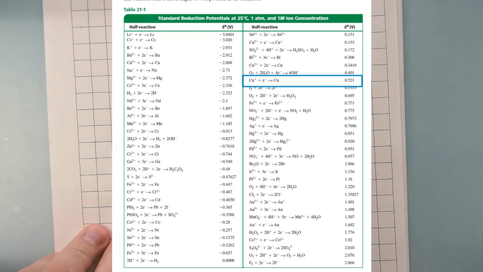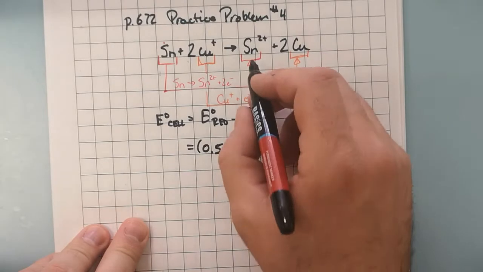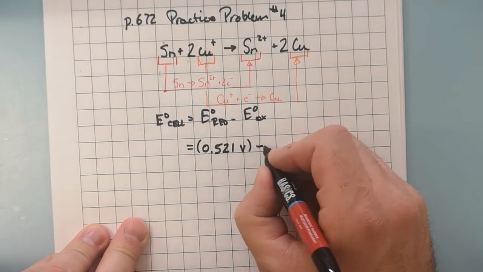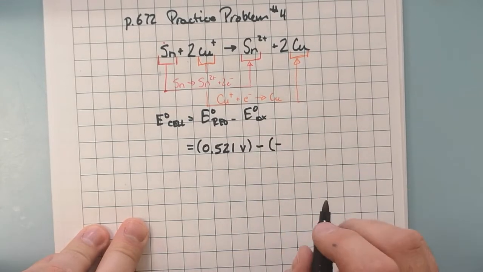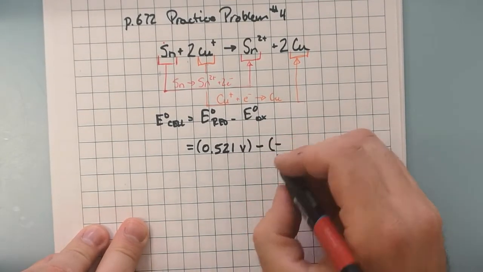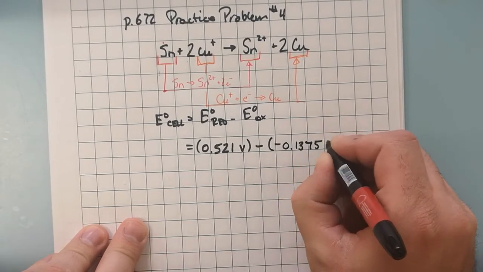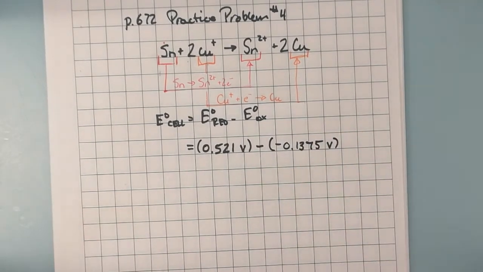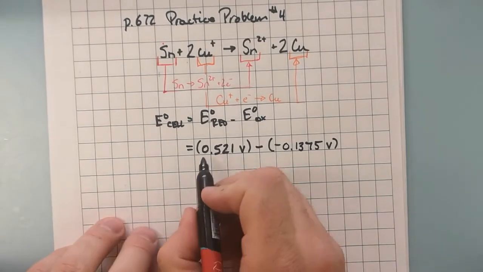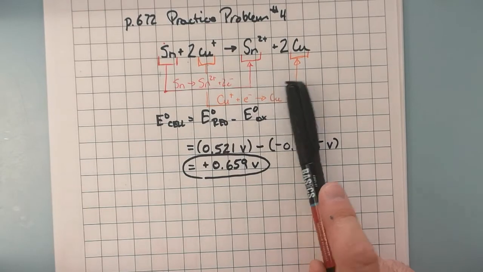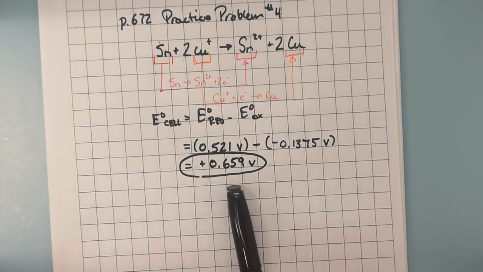Positive 0.521 volts. We look up the reduction potential, excuse me, of tin. It's our oxidation half of the reaction. It has a negative 0.1375 volts. We do a little math. The cell potential of the chemical reaction that we see above is 0.659 volts.